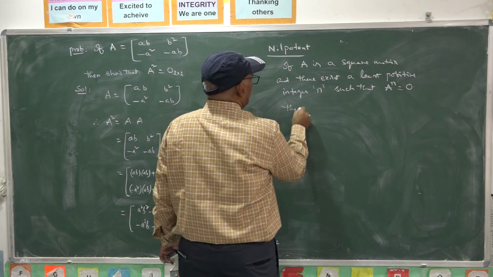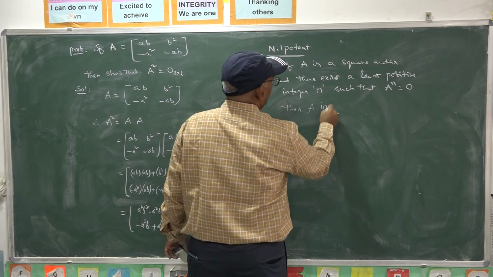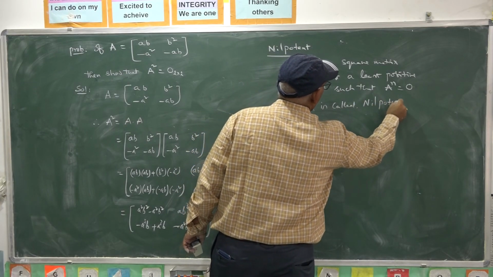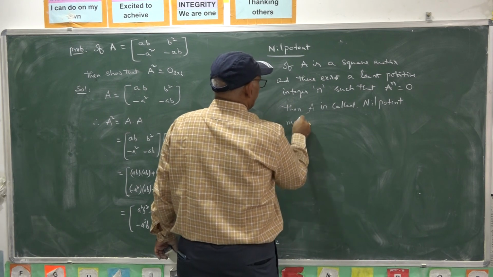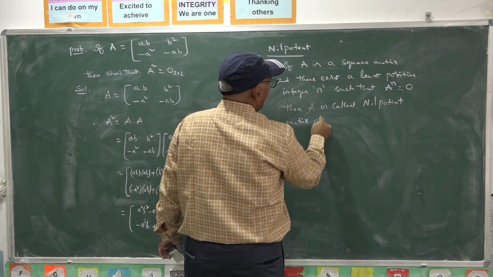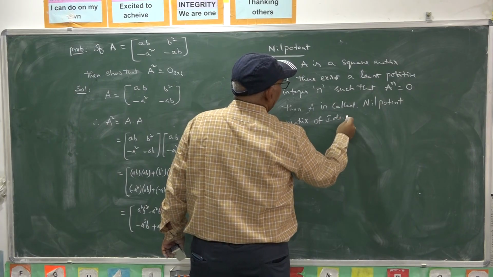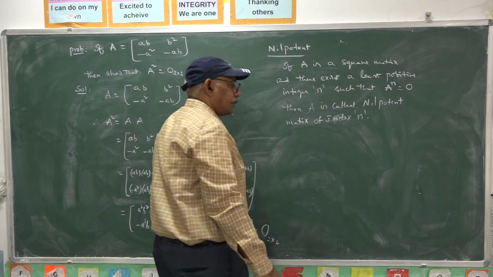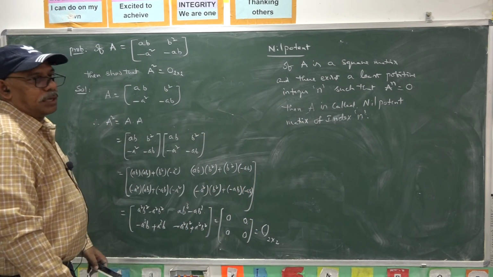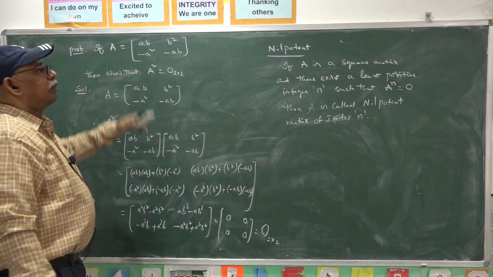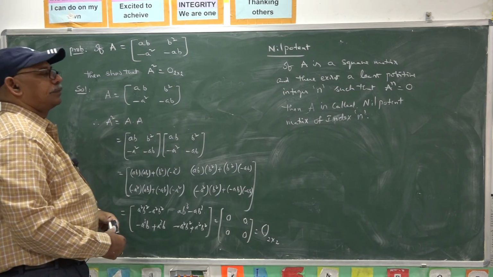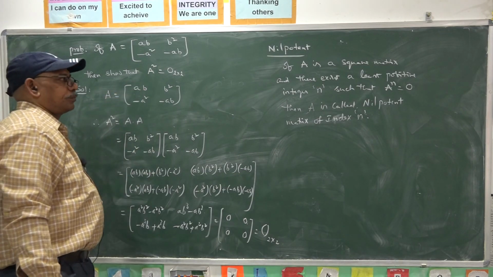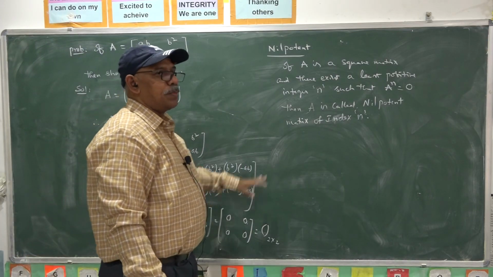then A is called a nilpotent matrix of index n. So the above example is a nilpotent matrix of index 2. So this is the definition of the nilpotent matrix.